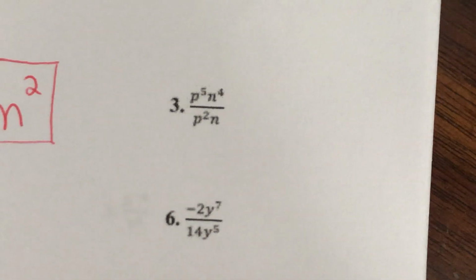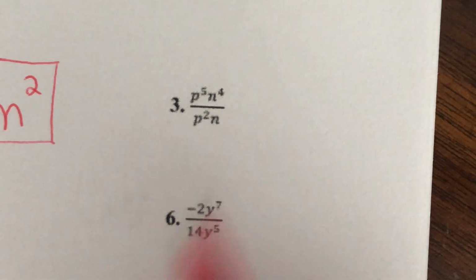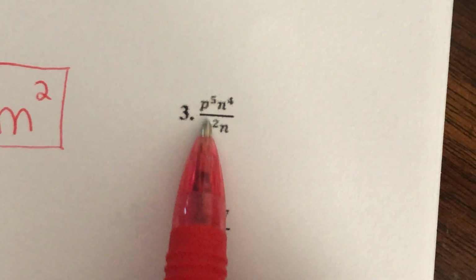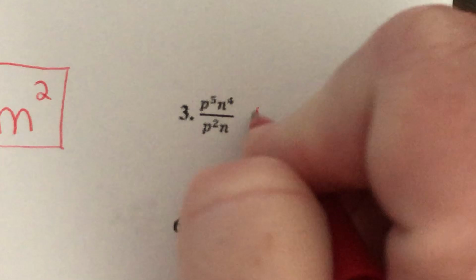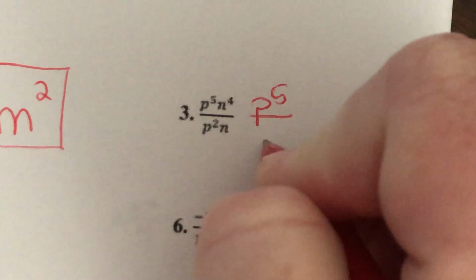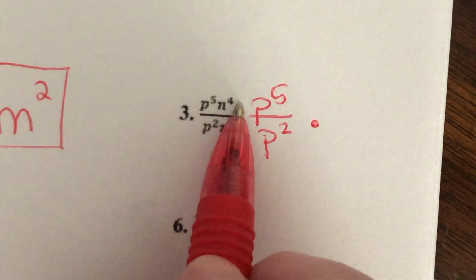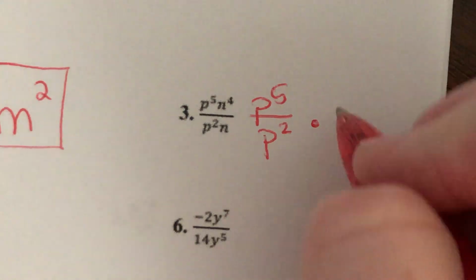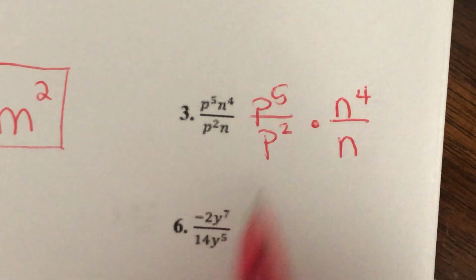Okay, number 3. Now they're gonna start getting a little more complex, and by the bottom of this page, they're gonna get a lot more complex. So in situations like this, separate it in your brain, right? Don't think of it as one big thing that looks confusing. Think of it as p to the 5th over p squared times, because everything on the top is being multiplied, everything on the bottom is being multiplied, n to the 4th over n. We just want to line up like terms.